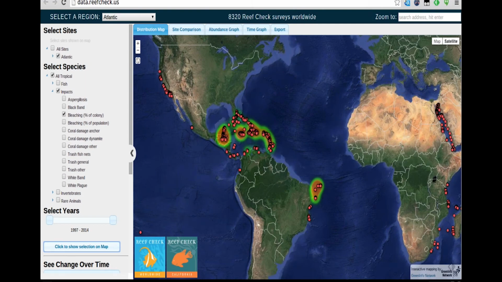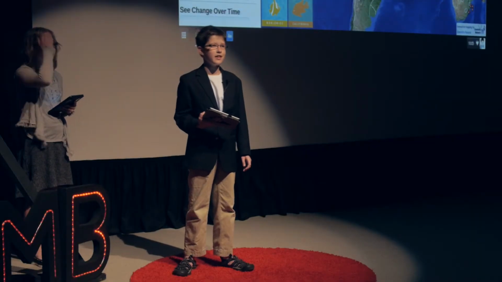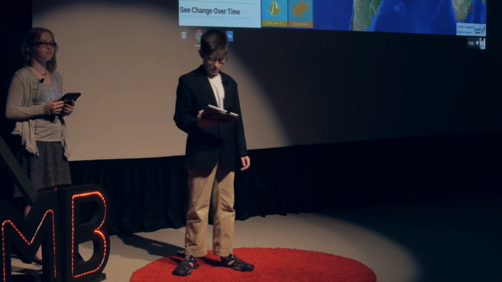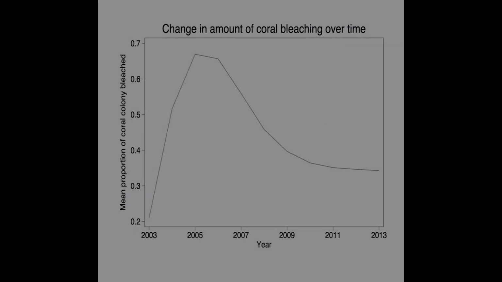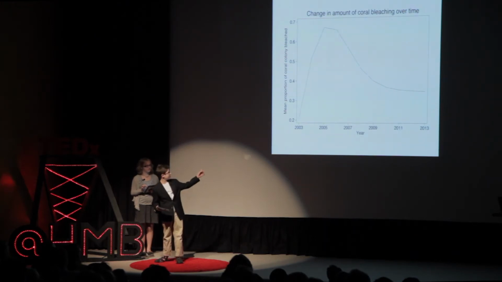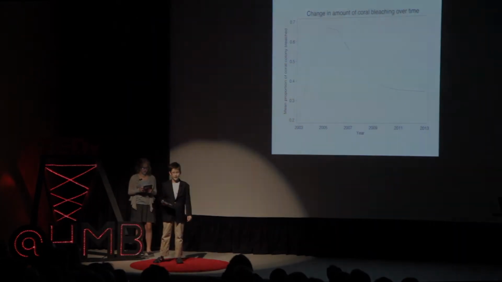It has an easy-to-use and intuitive interface that allows you to see distribution heat maps over time, certain species in certain areas, and download results from surveys in Excel format. This allows you to see trends in the data, such as this. This graph shows the average percentage of bleached coral found during Reef Check surveys of the Atlantic from 2003 to 2013. You can see that the amount of coral bleaching increased dramatically in 2005 to 2007, which matches exactly the time and effect of the heatwave data shown earlier.